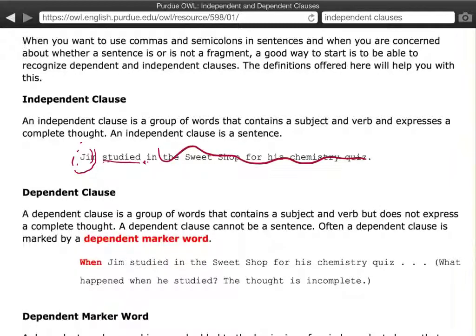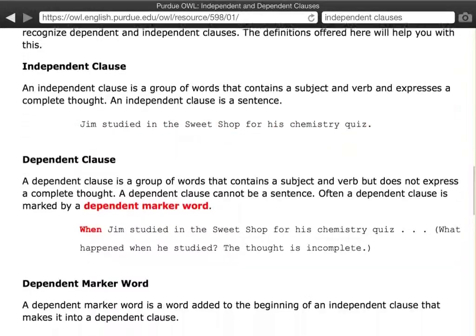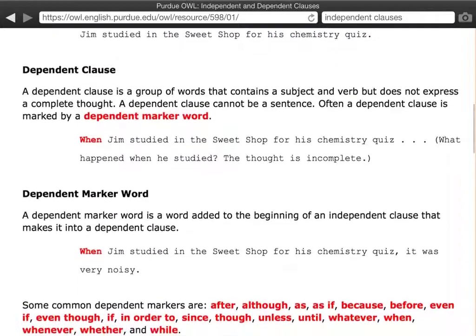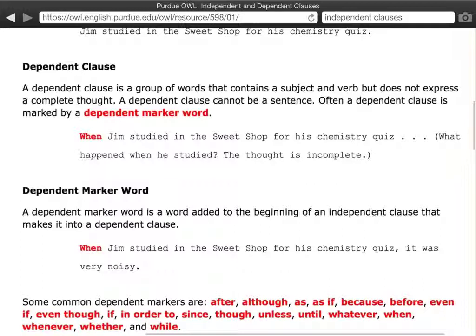Now, when we look at your dependent clause, it's a little different. A dependent clause has words that I call the awubuses. And in this case, the awubus is when. When Jim studied in the sweet shop for his chemistry quiz. What happened when he studied? The thought is incomplete. We don't know what happened. There needs to be something else in this spot. So the marker word, which they call it on this website, or the awubus, is the when.